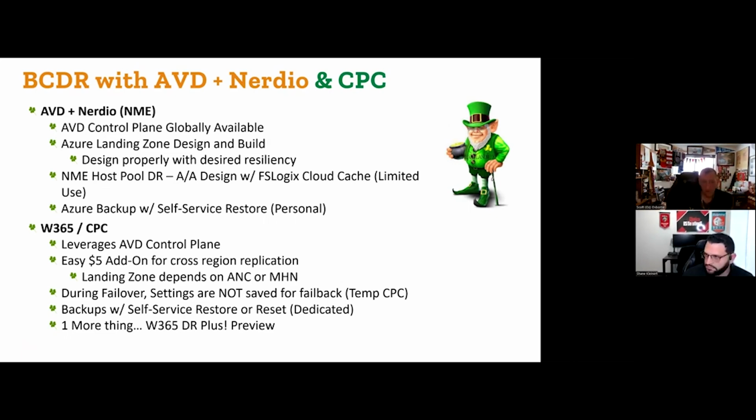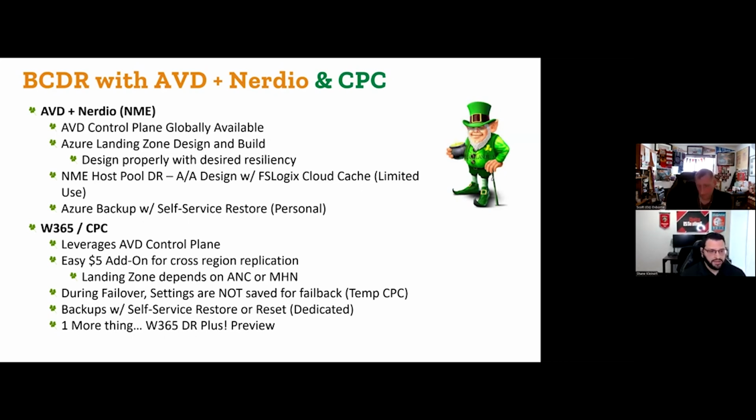We do have the NME capability of what they call the host pool DR, which is more of an active, very limited, where that would be useful, honestly, with active regional, because you have all these other apps and stuff that usually you need to talk to. But FSLogix Cloud Cache is native to FSLogix, backup self-restore. So it's mainly Nerdio can help with a feature there, but for the most part, you have to design in your resiliency and design it properly, and you have to think about that versus W365.